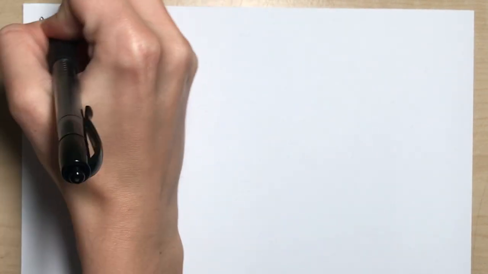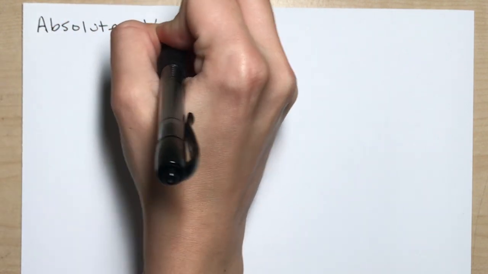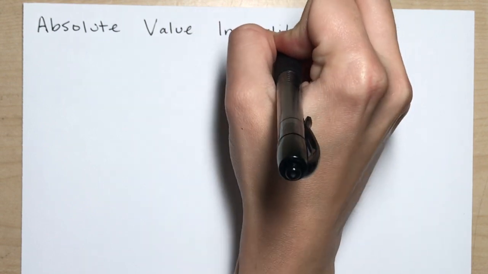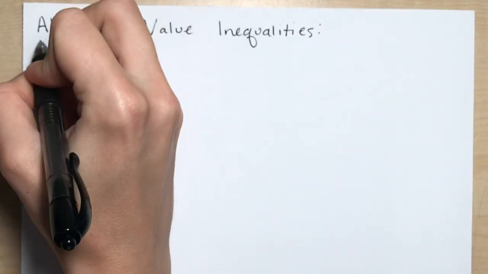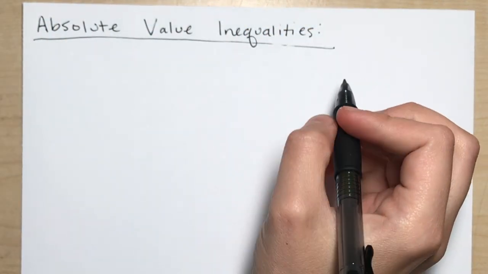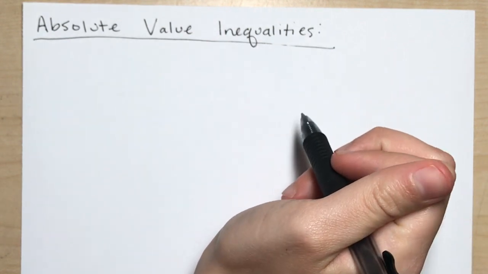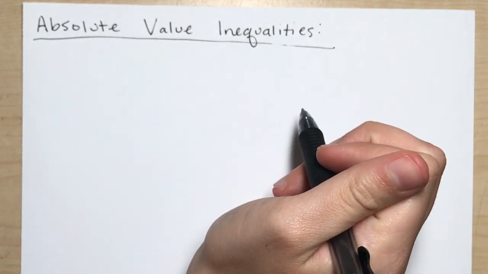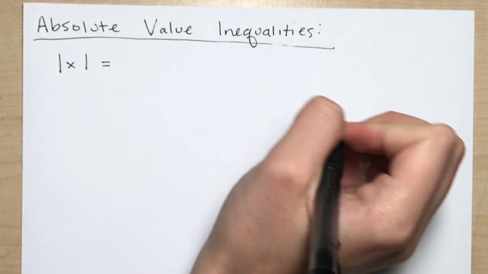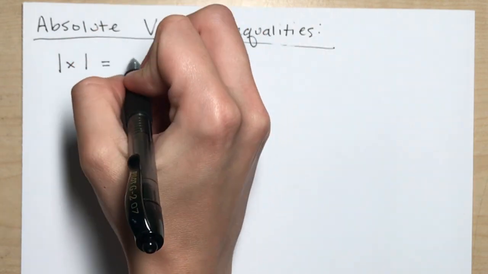Absolute value inequalities. I'd like to look at a couple of things before we start here. It's been a while since we've looked at absolute value stuff, so I want to do a quick refresher. So remember, the absolute value of x being, say, 3.